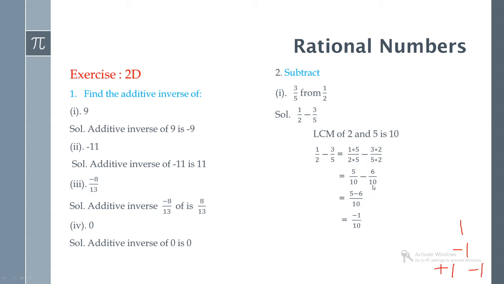Now both the denominators are the same. So over 10, 5 minus 6 is nothing but minus 1. How did you get that? Plus into minus is minus. 6 minus 5 is 1, but which is the biggest number here? 6, and before that there is a minus. That's the reason for the minus here. So minus 1 by 10.